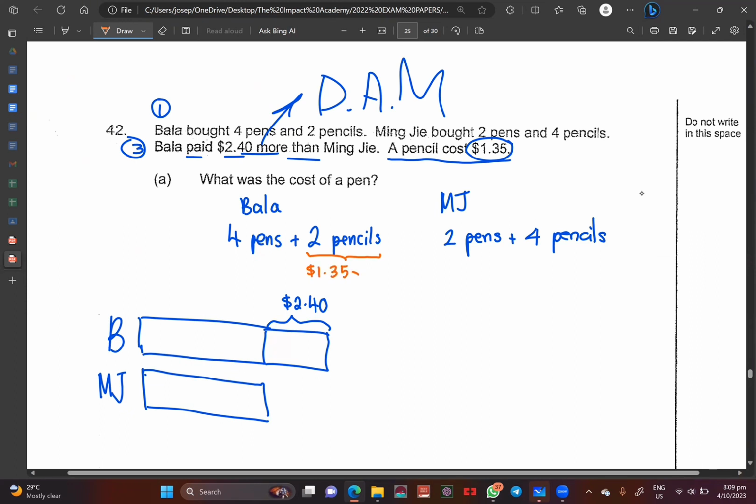$1.35 times 2. Do you agree so far? Yeah. This is actually equal to $2.70. Agree or disagree? Okay. Now then, for the 4 pencils, can I find it? All right, $1.35 times 4. Is this something that you can understand? Yeah. All right, and I'll get to an answer of $5.40. True?